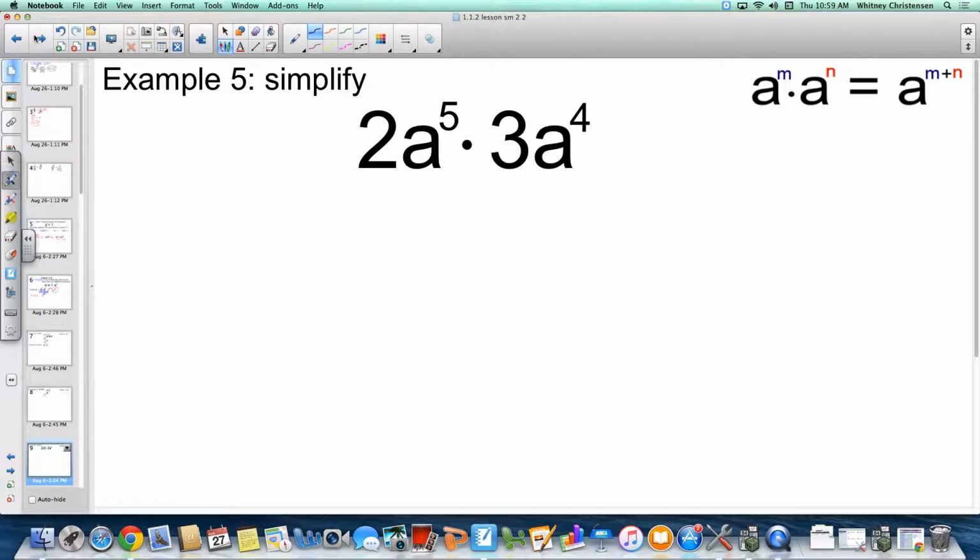Yes, you're absolutely correct. Okay, so I have a quick question for you. You know how to do this. Is the 2 connected to the a to the 5th? No, it's just multiplication, right? So we know that we can rewrite this as 2 times a to the 5th times, is 3 connected to a to the 4th? No. 3 times a to the 4th.